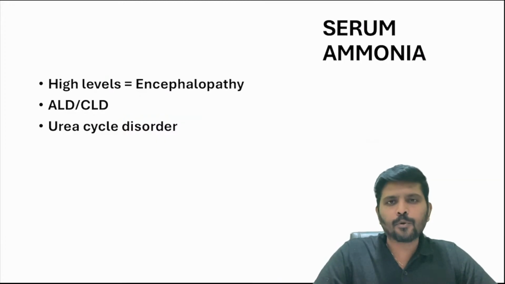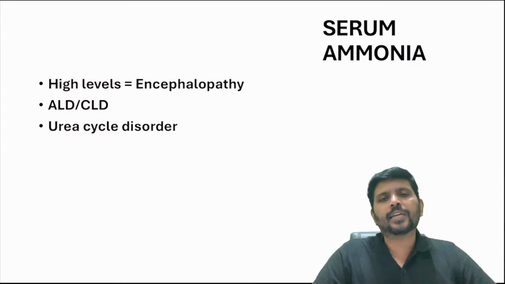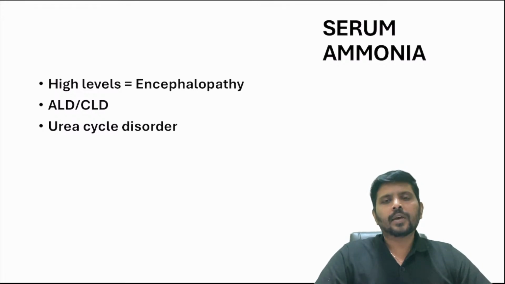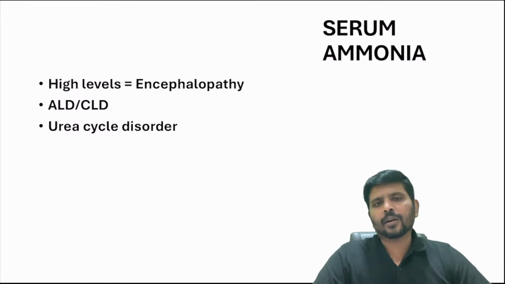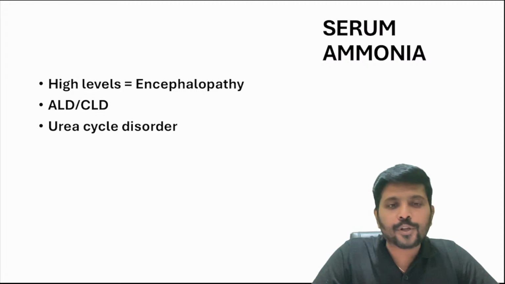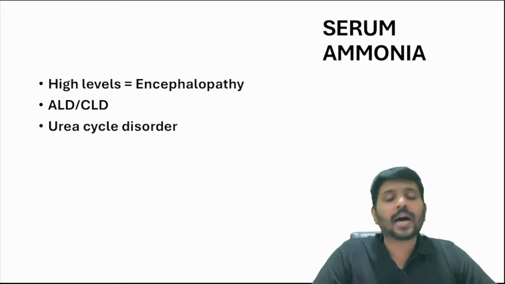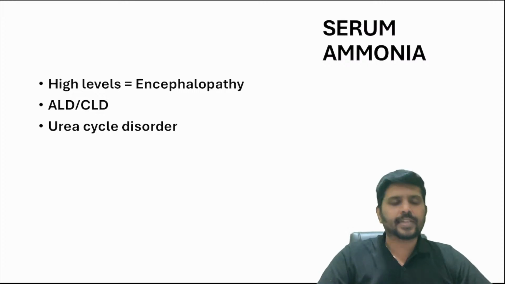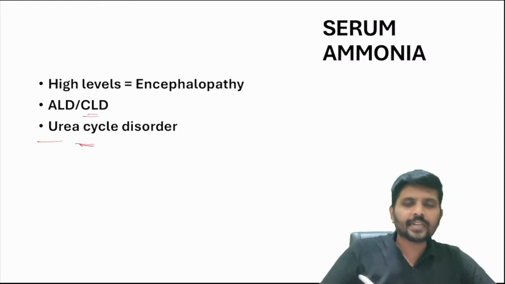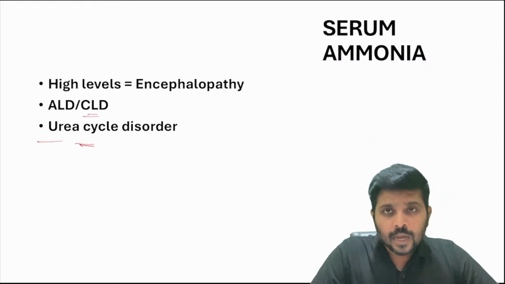Your serum ammonia. Encephalopathy in a case of acute liver injury is mainly due to increase in serum ammonia. It can be due to a paracetamol poisoning, or it can be due to a galactosemia affecting liver at birth, or it can also be due to urea cycle disorders. Increased serum ammonia, because ammonia is detoxicated in liver.